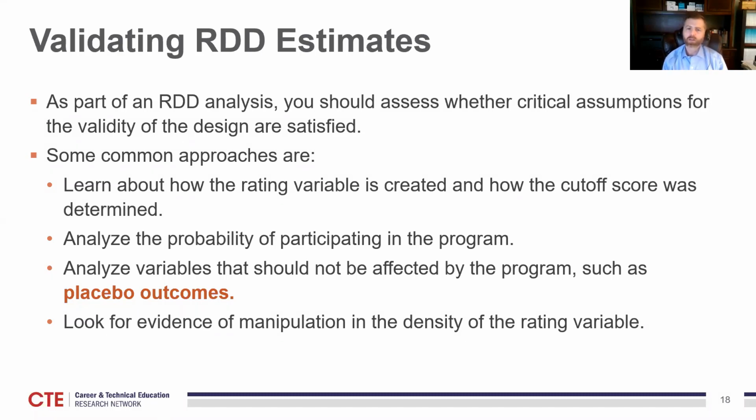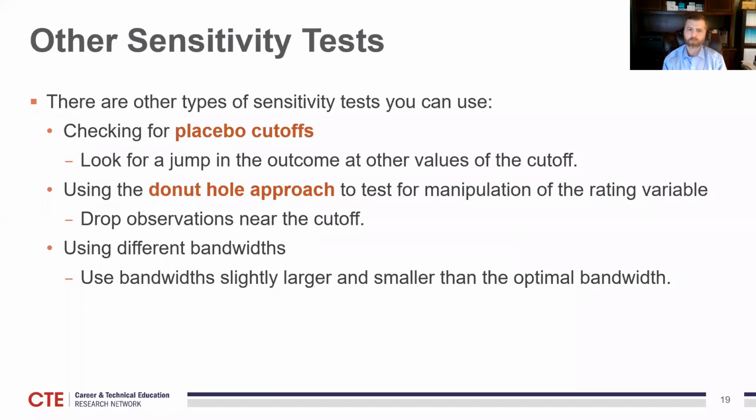So if you look at the density of the rating variable around that cutoff, and you see that the number of observations with scores just below the cutoff is abnormally low, and the number with scores just above the cutoff is abnormally high, that would be a concern. You would need to investigate further, but it would provide some evidence that people might have been able to manipulate that rating variable.